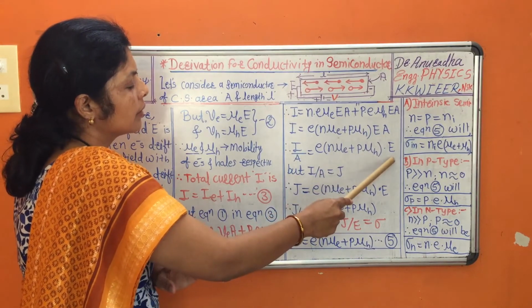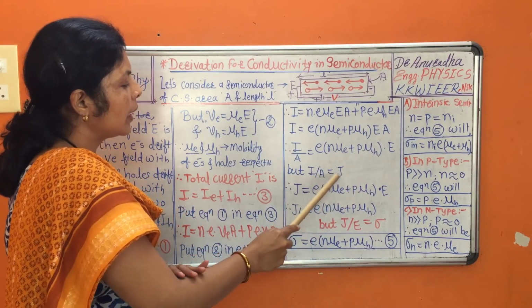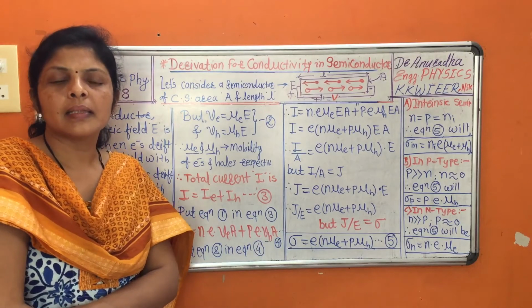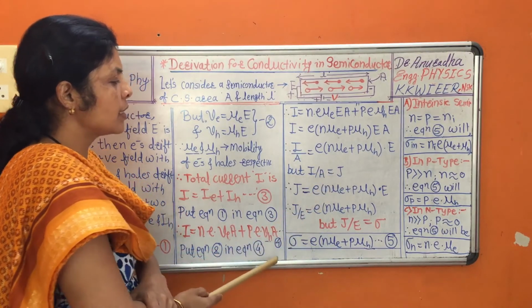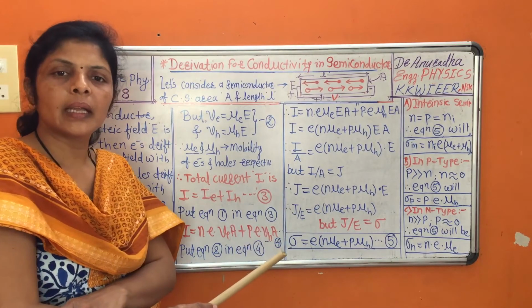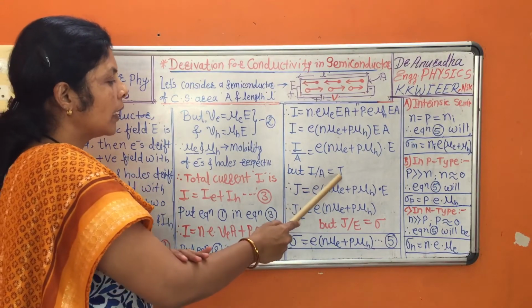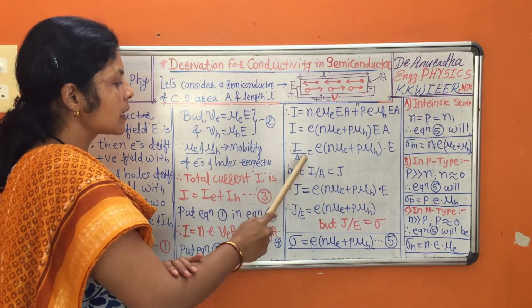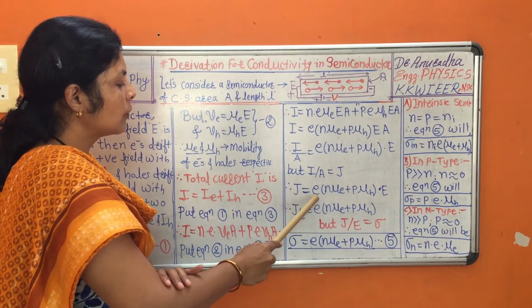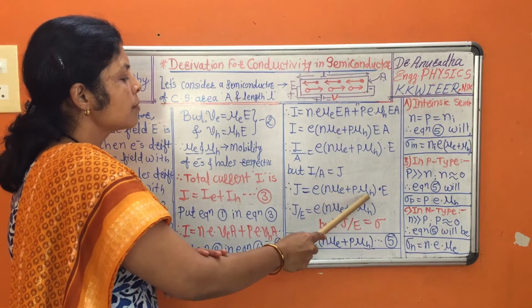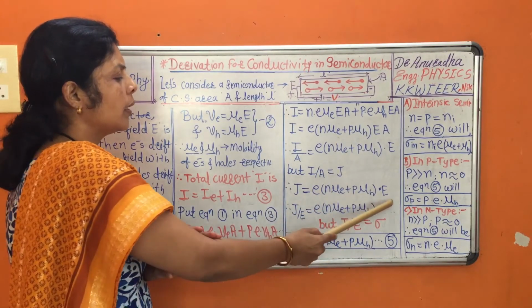A will cancel here. But this I upon A is nothing but your current density. Current density, in the symbol we commonly use as J, is current per unit area. So I replace this I upon A term with J, and we get this equation: J is equal to e(n mu_e plus p mu_h) into E.